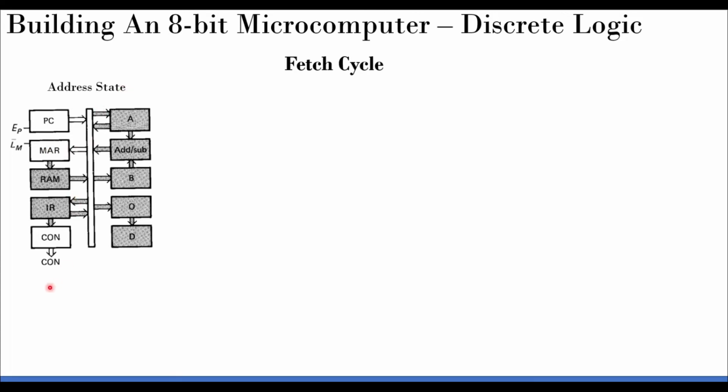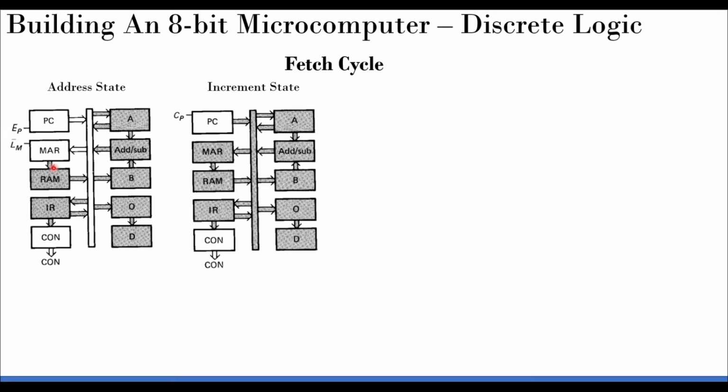In this case all the others are shaded black, and that essentially says they are disabled, they are not used. So the program counter, memory address register and control unit are active in this particular cycle, and the bus is connected in such a way that the program counter is short circuited with the memory address register. Okay, so that's the meaning of it.